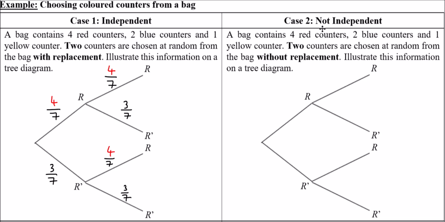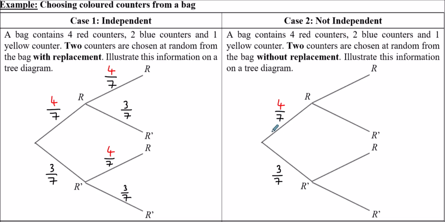So what if they're not independent? Similar setup to before, but this time 2 counters are chosen without being replaced. Let's illustrate this information. First of all, at the very start, we still have these same 7 counters. 4 out of 7 would be red, and 3 out of 7 would not be red.